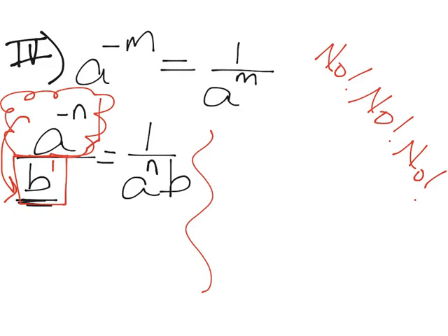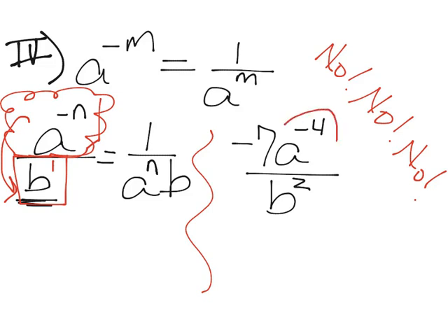Another example for this rule is, let's say you have negative 7 a to the negative 4 over b squared. All right, our only issue is this negative 4 that is attached to the a. The negative 4 exponent is not attached to negative 7, therefore you leave it alone.